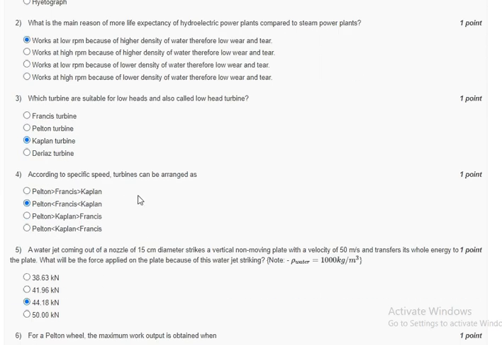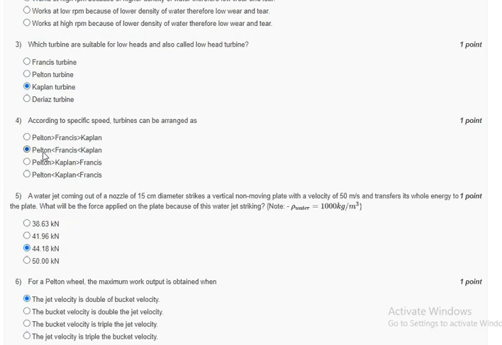According to specific speed, turbines can be arranged as? So Kaplan turbine has maximum specific speed, then Francis turbine, and Pelton turbine has low specific speed. So the right answer is the second option, Kaplan greater than Francis greater than Pelton, or we can say Pelton is less than Francis and Francis less than Kaplan turbine.